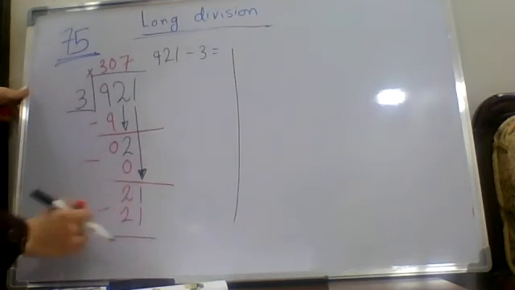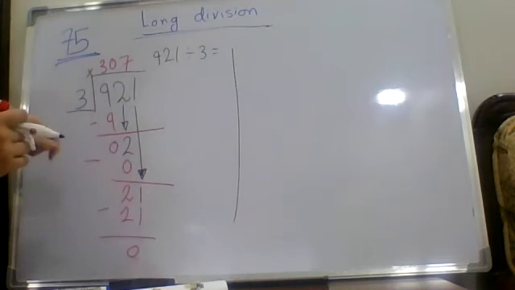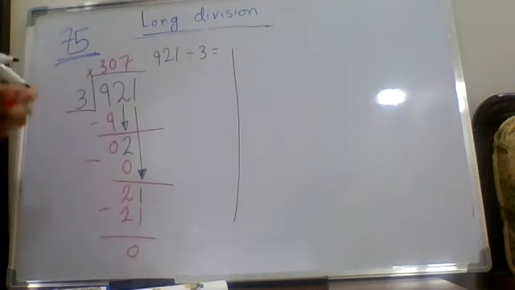So if you subtract it, you will have 0. So the answer is 307, and the remainder is 0. Okay, the remainder is 0.